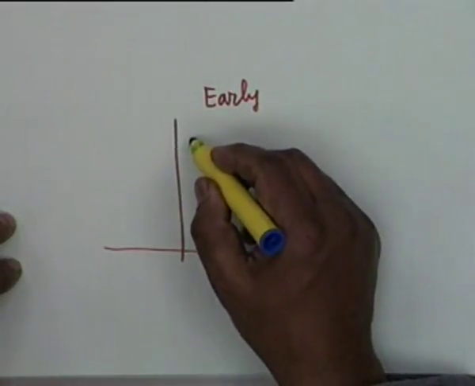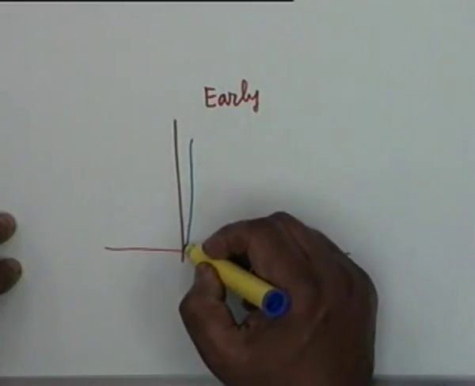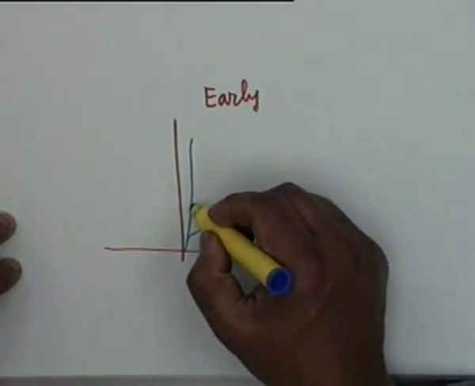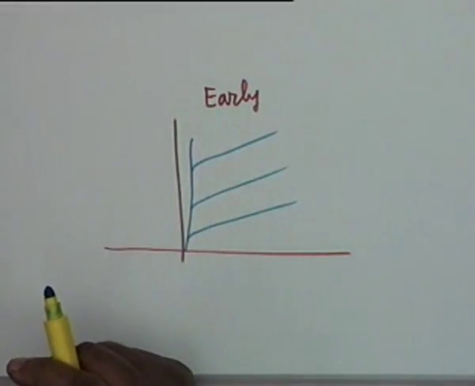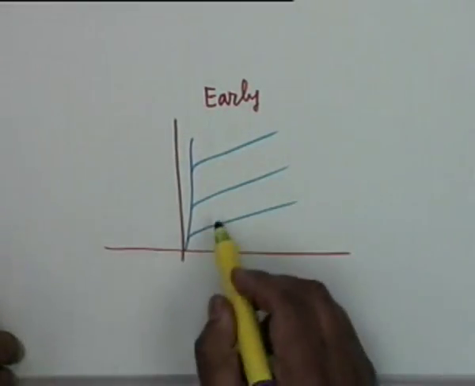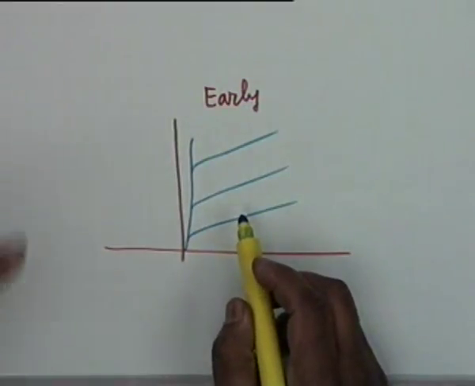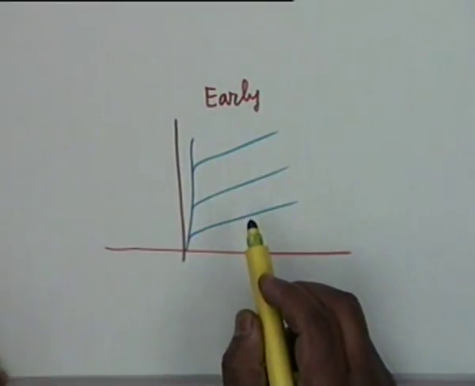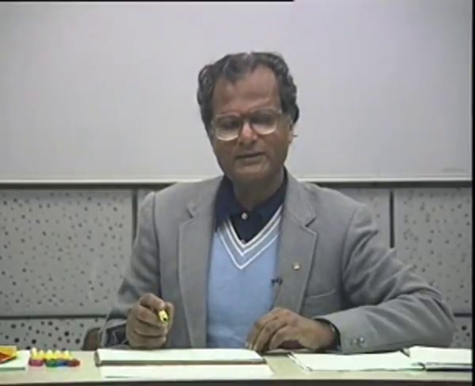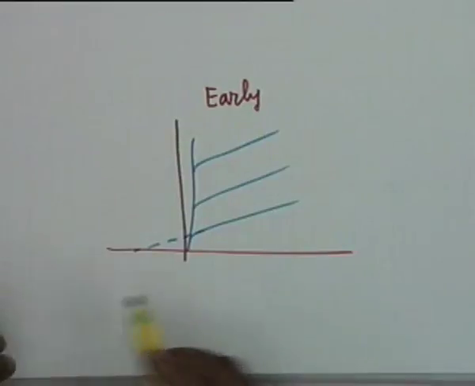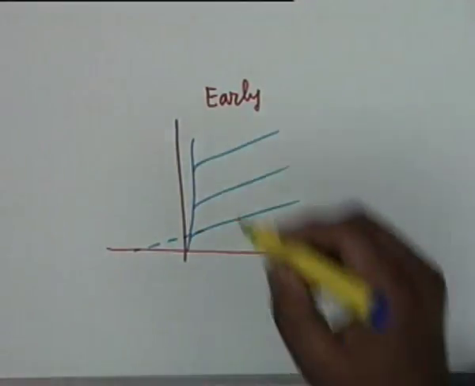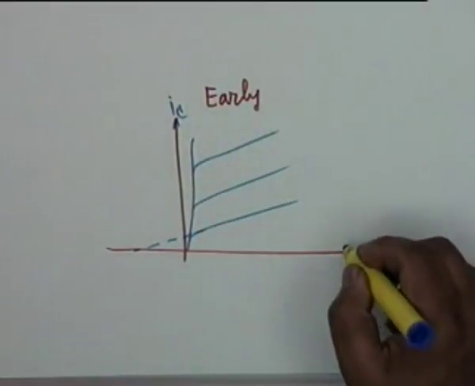Suppose you have characteristics like this. I am showing an exaggerated picture. I am showing this inclination in an exaggerated manner. Now if I extend it, it was also shown by Early. It is a very interesting and very elegant geometrical figure. It was shown by Early that if I extend this on the left hand side, this is the I sub c versus VCE characteristic.